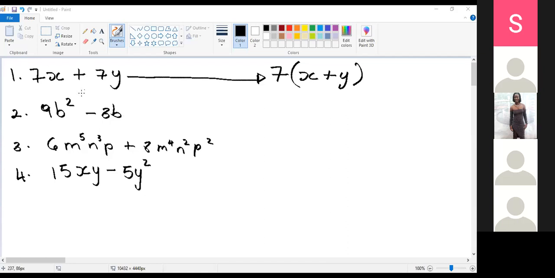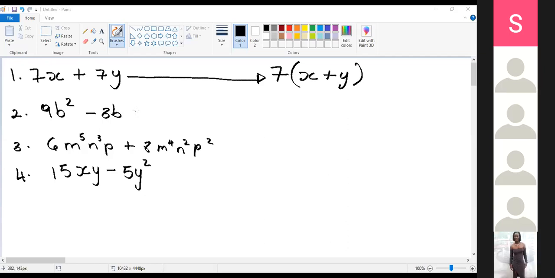So we're looking for a number or a letter. I'm loosely saying it like that. That is not the technical way to call it. So I'm looking for something that can go into both 9b squared and also into 3b, right? So if I look at the numbers, I see that 3 can go into both 9 and 3, right? So I can have 3, and I know b can go into b squared and b can also go into b. Everybody following me so far?